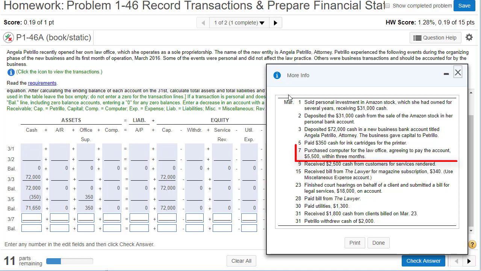March 7th. Purchase computer for the law office, agreeing to pay the account $5,500 within 3 months. So now the business has a computer. Will the computer be used up right away? No. If it was used up right away, it would be an expense. The computer has a future value, so it has to be an asset. So we're going to increase the computer account by $5,500.